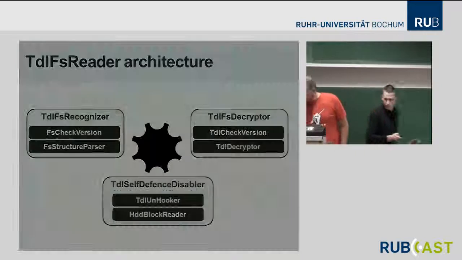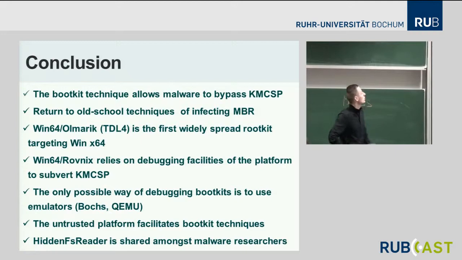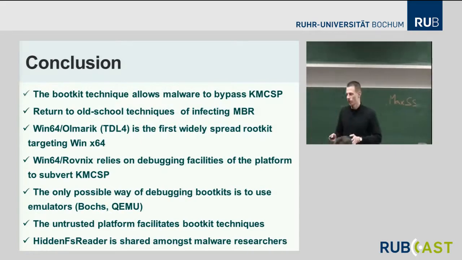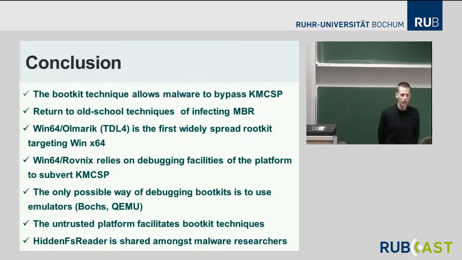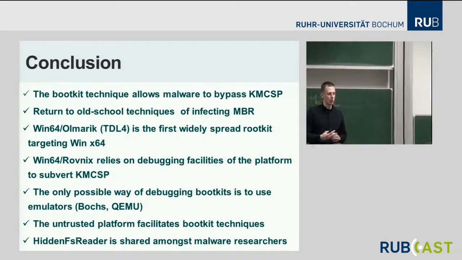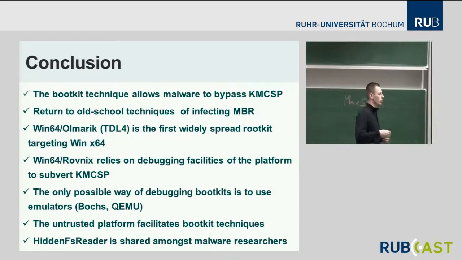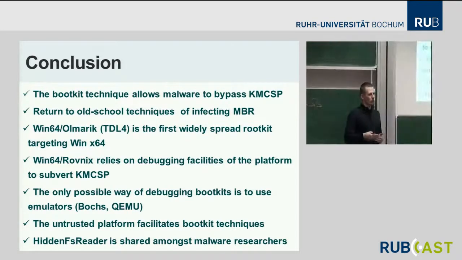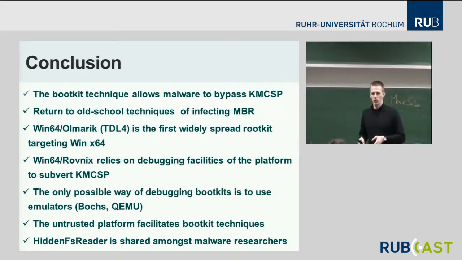So, just to conclude today's talk, just some points. We considered bootkit techniques that allow malware to bypass kernel mode signing policies. There are different approaches we saw in the wild, for instance, enabling test signing or disabling kernel mode code signing policy altogether, which can be done from user mode using the BCDEdit utility, which is shipped with the Microsoft Windows operating system.